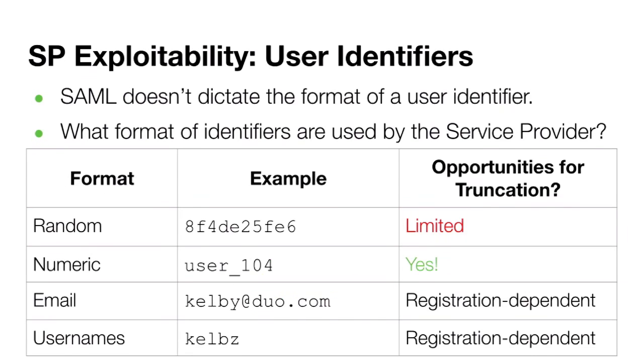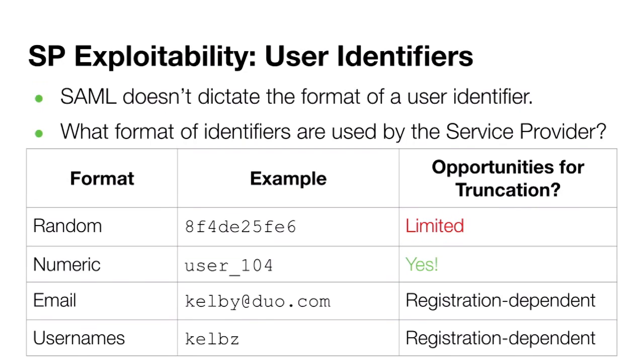Another SP-specific detail is how name IDs are handled and processed. The only requirement for user identifiers conveyed via name ID is that it uniquely identifies a specific user. Identifiers could be anything from user-selected usernames to completely random identifiers. Using random identifiers is probably unlikely to be truncatable to anything interesting, but maybe things like incremental numeric identifiers could be exploitable, as numbers like 104 could be truncated to become 1.